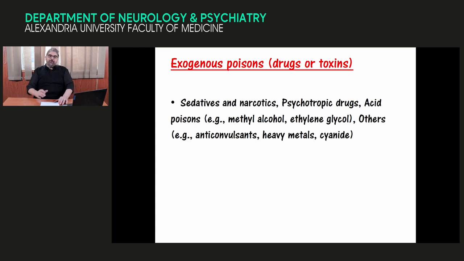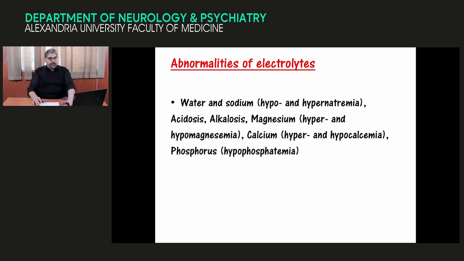The poisons also, or drugs, of course, are accused of having metabolic problems in the brain, like sedatives, like narcotics, like psychotropic drugs, some heavy metals in case of working in an industrial area with exposure to heavy metals, cyanide poisoning, and of course some of the rural areas with the organophosphorus compounds. All these toxins may cause injury to the brain and cause disturbed level of consciousness.